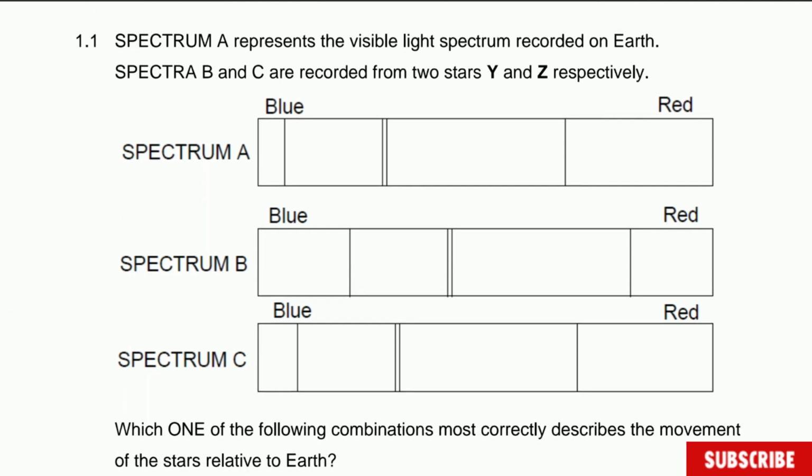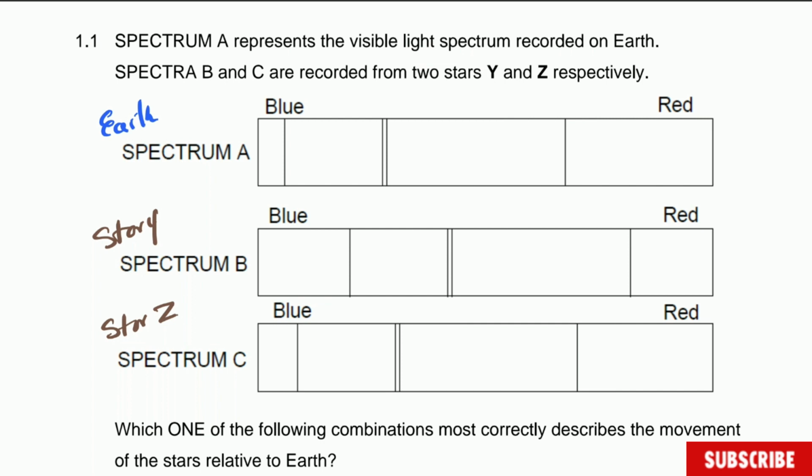Question 1.1 says spectrum A represents the visible light spectrum recorded on Earth. This one is Doppler Effect in light. We didn't speak about this one, but it's quite simple, and I'm sure you at school are going to do it very well. Spectrum B and C are recorded from two stars, Y and Z. So the first one is on the Earth, and the two other spectrums B and C are from different stars, Y and Z.